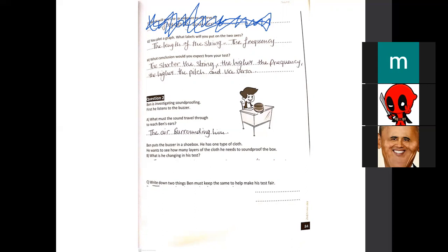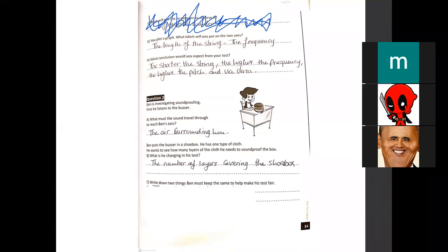Ben puts the buzzer in a shoebox. He has one type of cloth. He wants to see how many layers of the cloth he needs to soundproof the box with. So what is he going to change? The amount of cloth. Yeah, the number of layers, correct? Yes. The number of layers covering the shoebox. This is what he's going to change. Thank you, Zain.